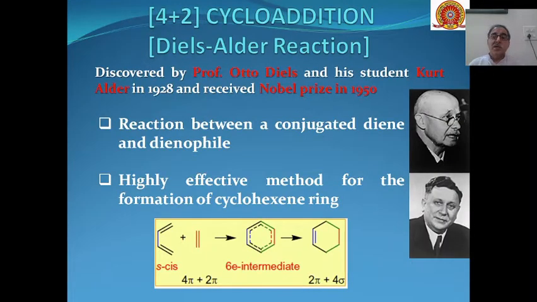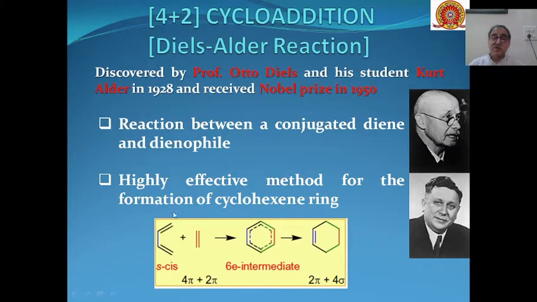The Diels-Alder reaction was discovered by Professor Otto Diels and his student Alder in 1928, and for this discovery they received the Nobel Prize in 1950. What they did was perform a reaction between a conjugated diene and a dienophile, and they found that this is a highly effective method for the formation of a cyclohexene ring.